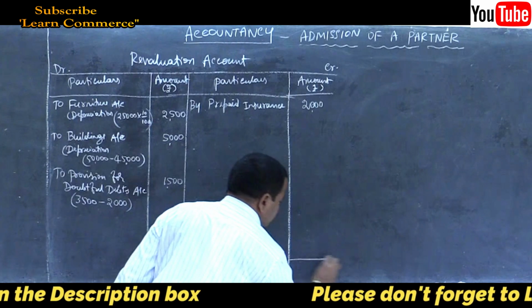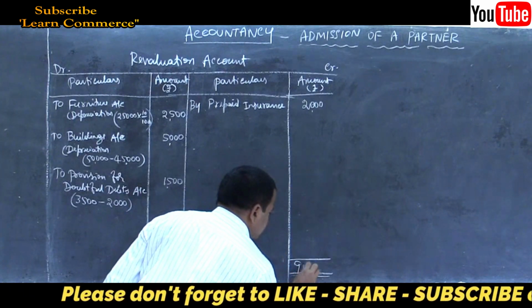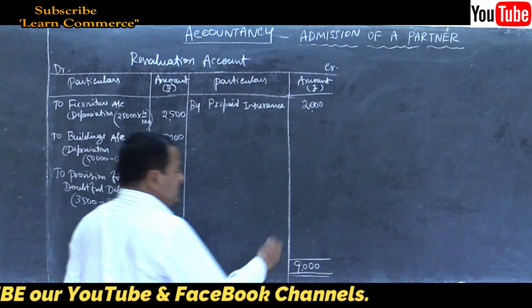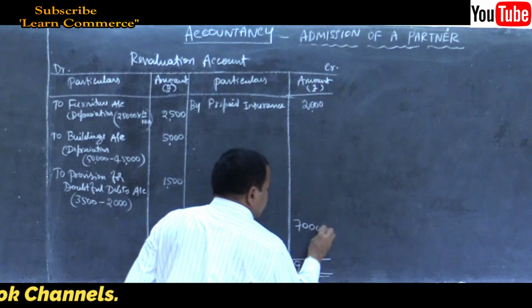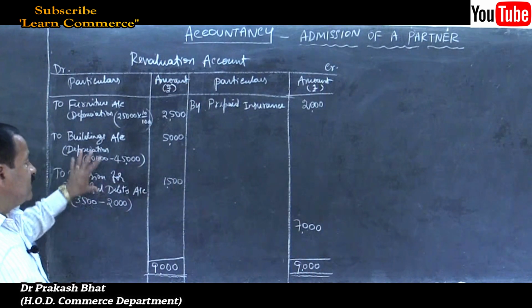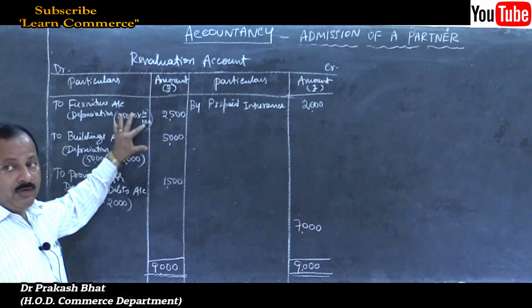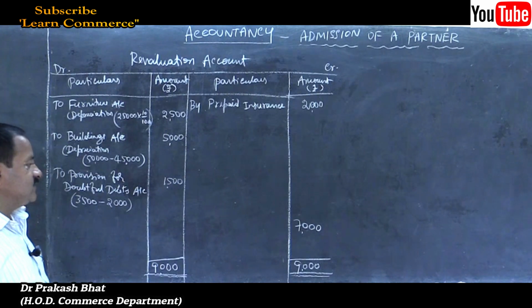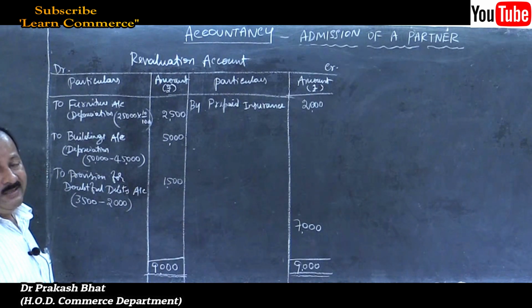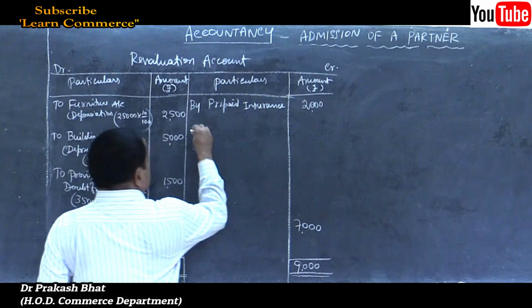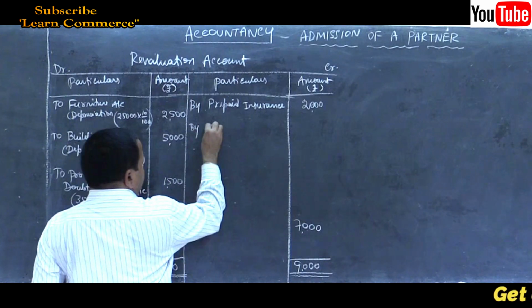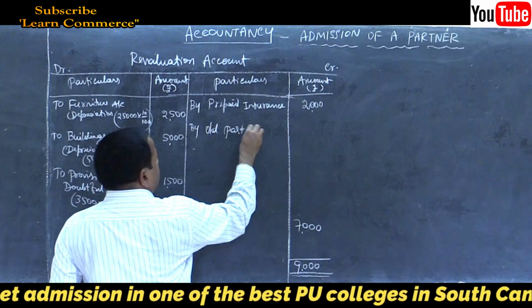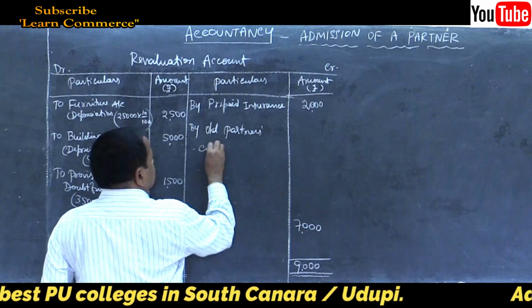Write the same total on the other side, 9,000. So done. Find out the difference. 7,000. This is nothing but debit side is greater than the credit side. Total of debit side is greater than the total of credit side. That means there is a loss on revaluation of assets and liabilities by old partners capital account. Remember, you must write specifically old partners capital accounts.